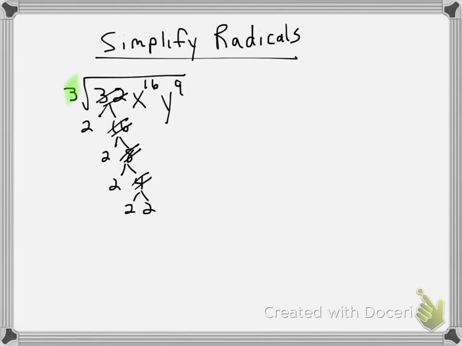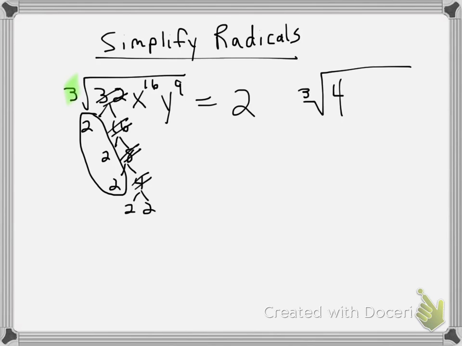Now, the 3 means that we need a set of 3. Now, you can see that I have a set of 3 right there. That means I can take that value, 2, outside of this radical. All right, now the 2 that I did not do anything with, I'm going to leave a little space here for this cube root. I have to multiply those 2 numbers back together. So I actually end up getting a 4.